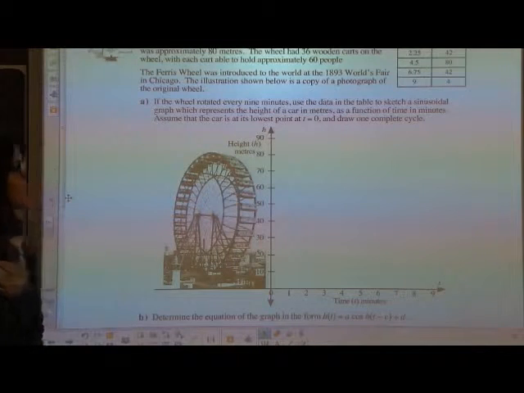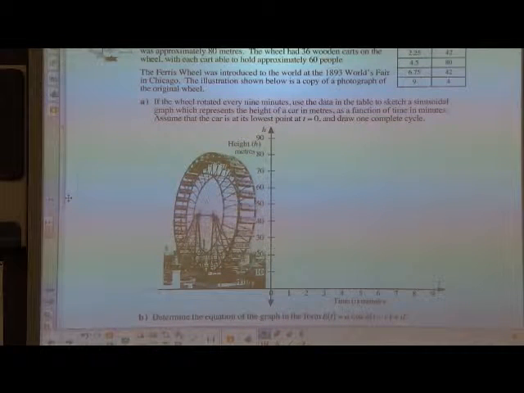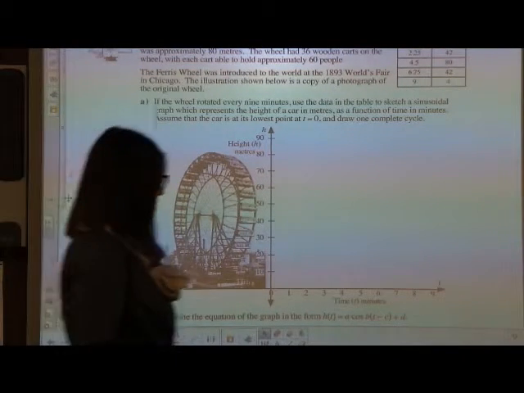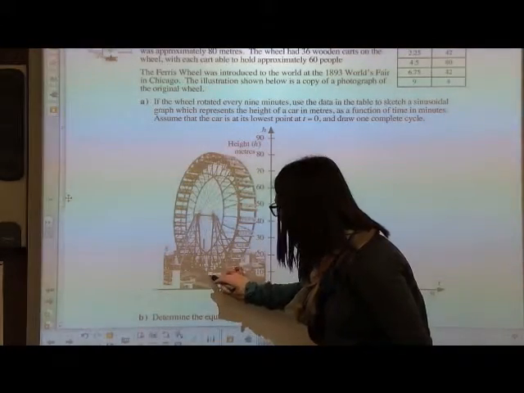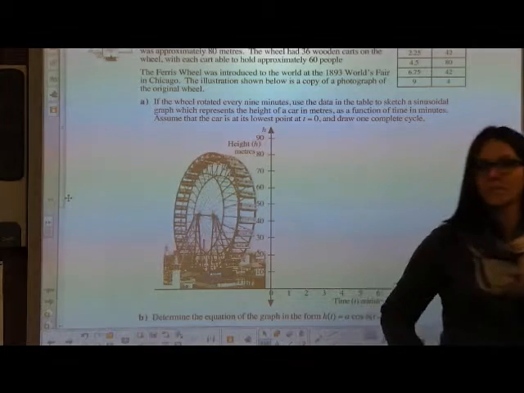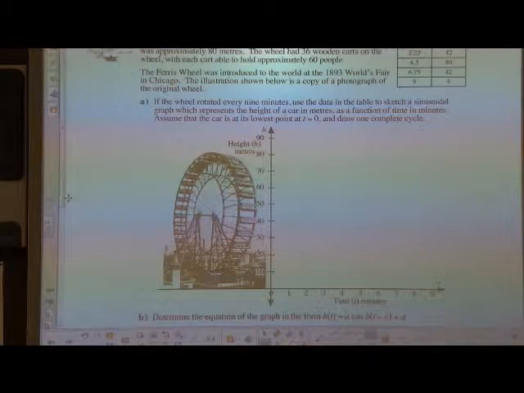It says, use the data in the table to sketch a sinusoidal graph which represents the height of the car in meters as a function of time in minutes. Assume that the car is at its lowest point at t equals 0 and draw one complete cycle. So if this is the cart that I'm looking at, at time 0, what is the height of that cart?